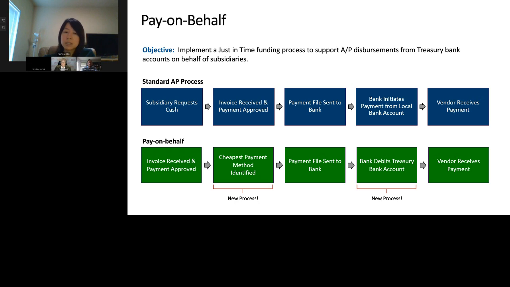And how it works in SAP for this pay on behalf is that once the pay on behalf payment file is generated and sent to the bank, simultaneously the intercompany entries will be triggered and posted to the entity that's ultimately responsible for this payment. So it's fully automated for us once we get this set up.